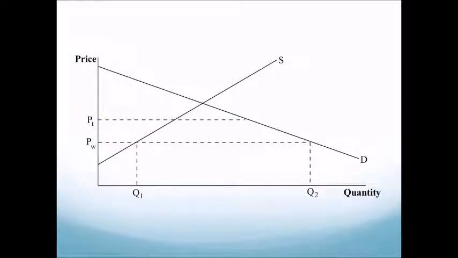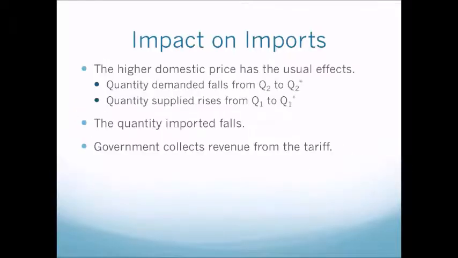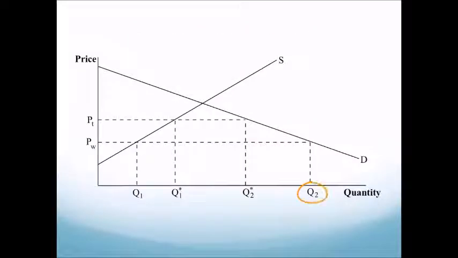Quantity demanded falls from Q2 to Q2 star. Quantity supplied rises from Q1 to Q1 star. The quantity imported falls. Government collects revenue from the tariff.